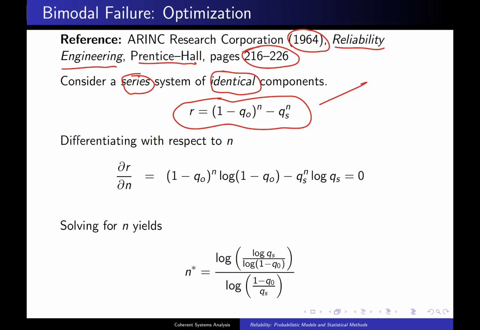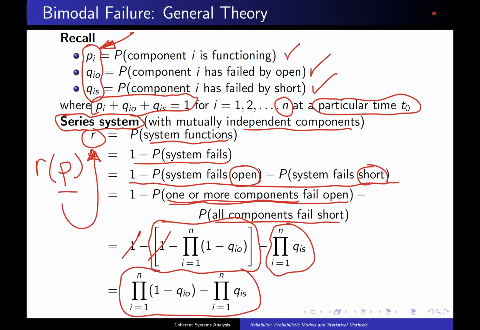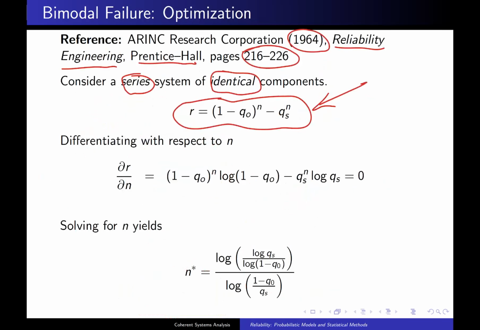Where did we get this quantity right here? We went back 2 slides to the series system, and we simply made all of the components identical, and when you do so, you get this quantity. Well, how do you find a maximum if you want the highest system reliability? You differentiate this quantity with respect to the unknown, and the unknown is n.